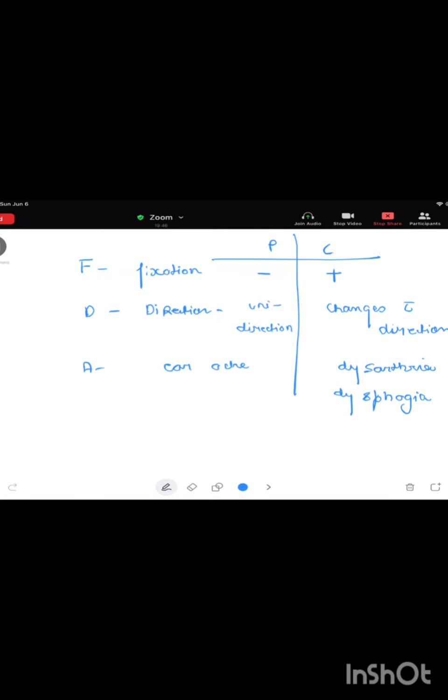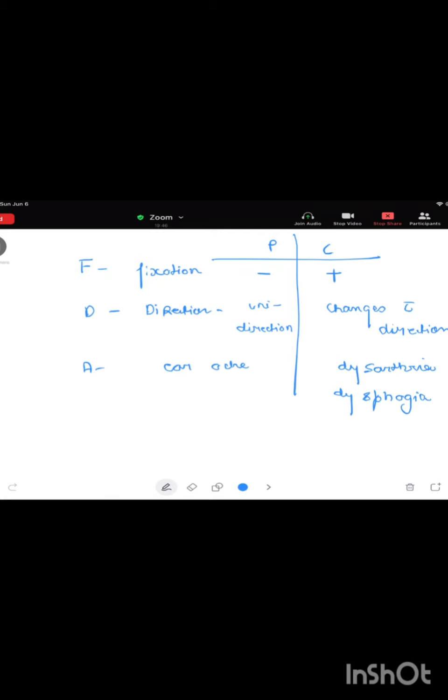Going further, other parameters which we have to look into are fixation, direction of the nystagmus, and associated symptoms. Fixation: who can fix and get the work done? He is the HOD. So the central cause will have fixation nystagmus. When you ask the patient to fixate on a particular target, the nystagmus will still be present, but in peripheral it will be absent.